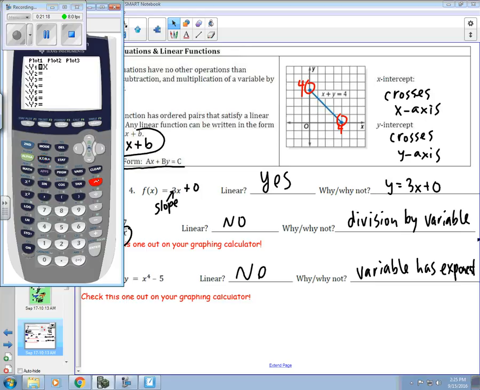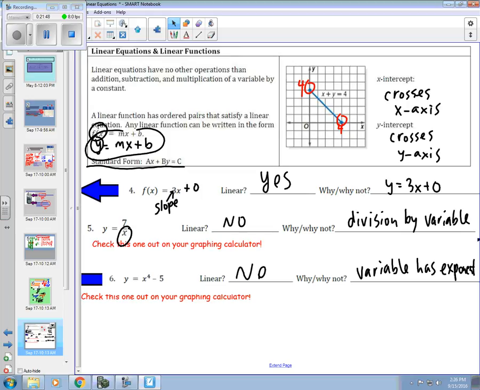x to the 4th power minus 5 here. If we check out this graph, whoops, I screwed up. Make sure when you're graphing these, if you hit the exponent button, you have to make sure you hit over on some of these calculators. So x to the 4th, I have to hit over, then minus 5. Even so, we see this is a curved graph, not a straight line. And that's because of this power of 4 here.